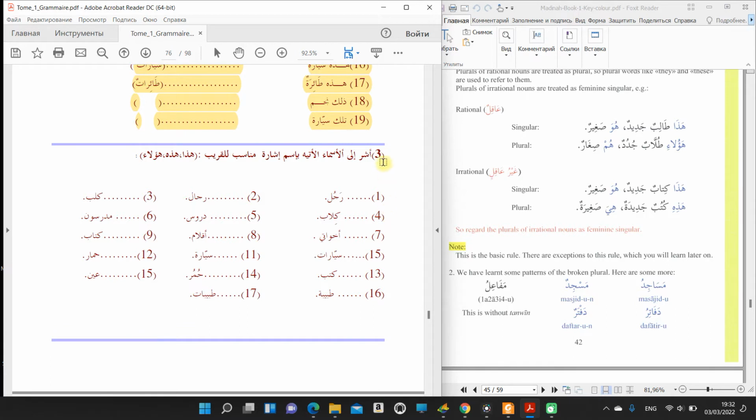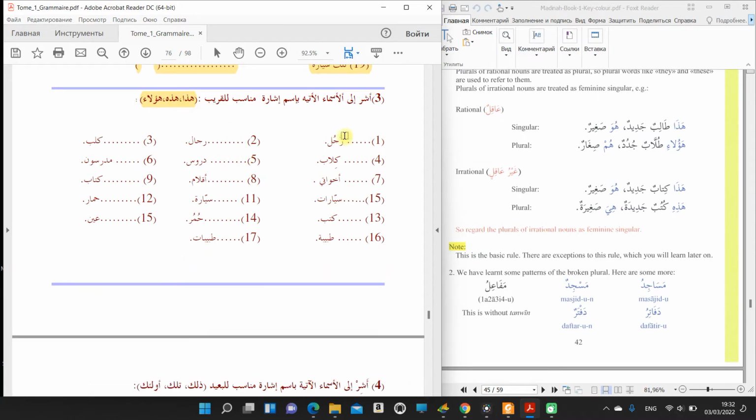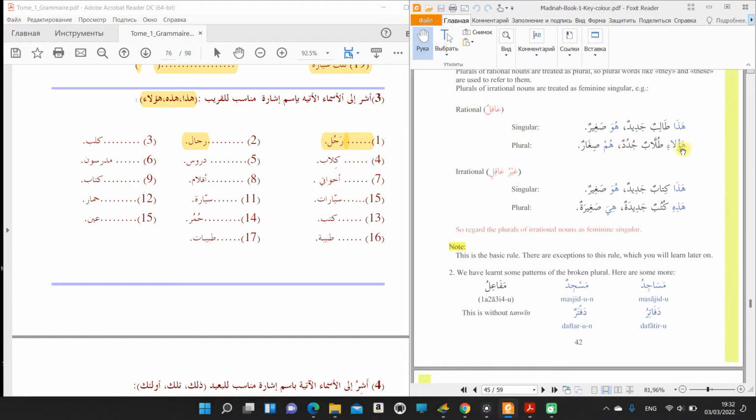Yeah, the third exercise, they are asking us to use one of these 3 pronouns, and let's do it. Like رجل, it means a man. هذا, هذه, or هؤلاء. Of course, it's هذا رجل. Here it has رجال, men, the plural form. We say هؤلاء رجال because they have intelligence. They are rational, and therefore in the plural form we use هؤلاء.